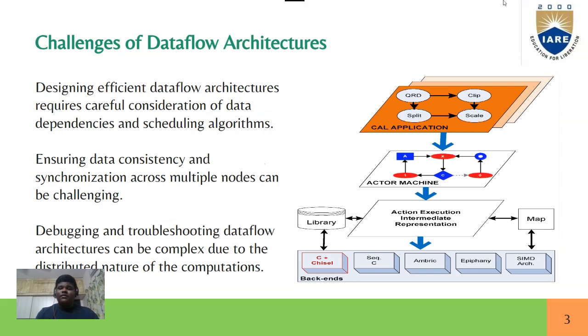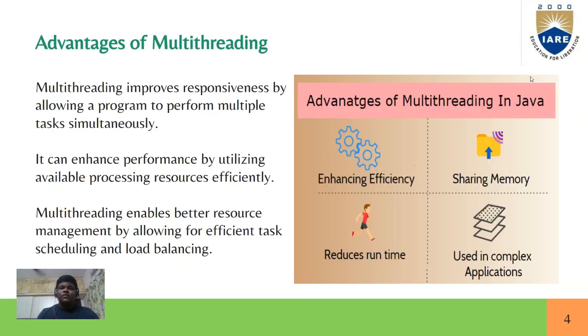Advantages of multithreading. Multithreading improves responsiveness by allowing a program to perform multiple tasks simultaneously. It can enhance performance by utilizing available processing resources efficiently. Multithreading enables better resource management by allowing for efficient task scheduling and load balancing.